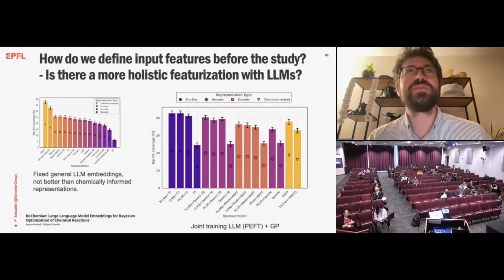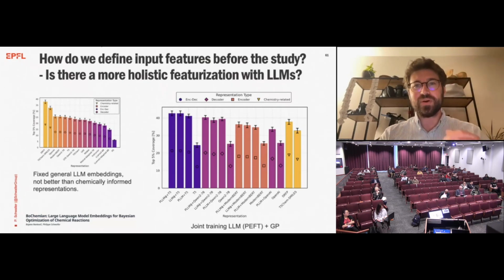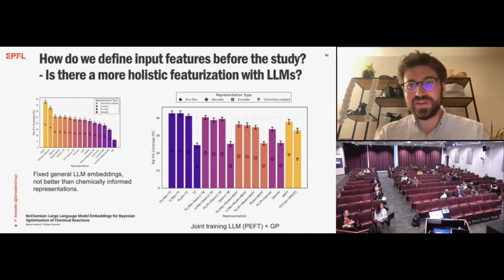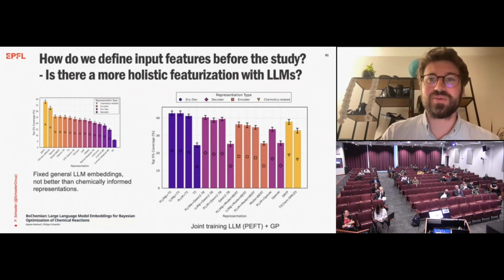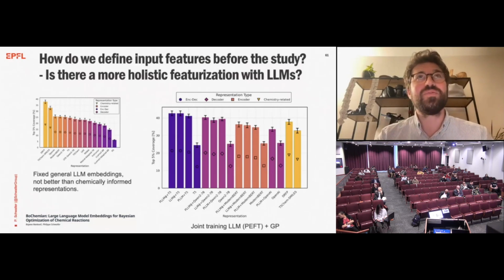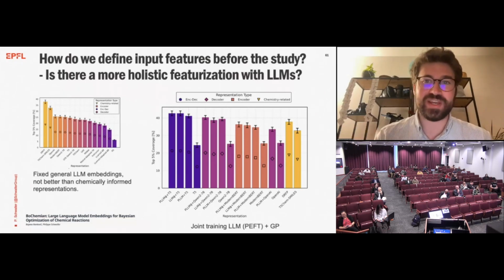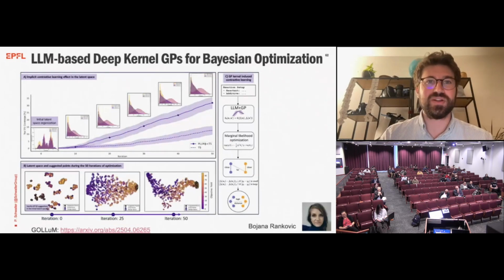So that's why we recently developed, and released a preprint last week, an approach where we can jointly train an LLM through parameter efficient fine tuning and through the Gaussian process loss, and basically backpropagate also through the LLM, with a very limited amount of data. Typically, our experiments were 10 initial data points and 50 iterations of batch size 1, and we were able to fine tune the LLMs and get better representations.